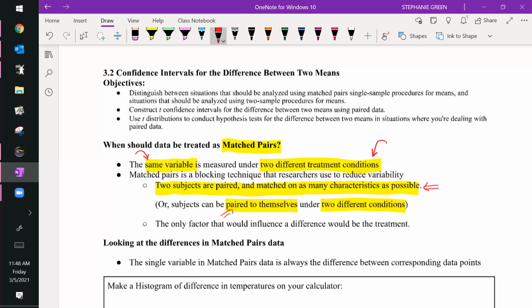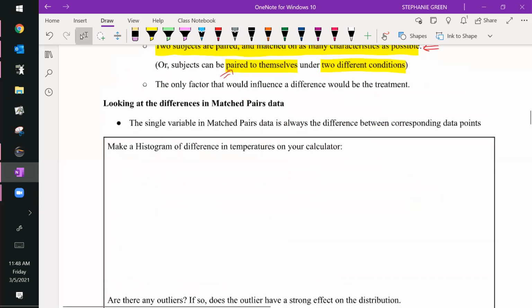Okay. So now that we remember what matched pairs data is, let's go ahead and look at making the actual differences in matched pairs data. So the single variable in matched pairs data is always the difference between corresponding data points. So when we are making inferences based on a matched pairs experiment, we're going to be taking the data from one treatment and subtracting it from its matched pair.